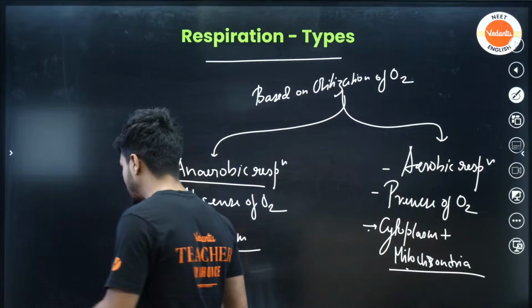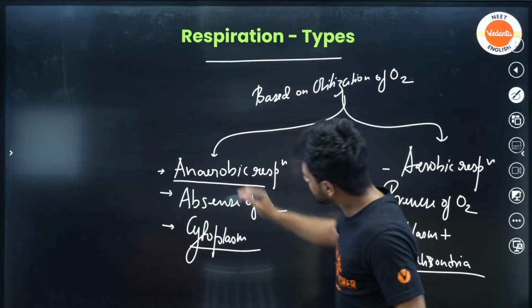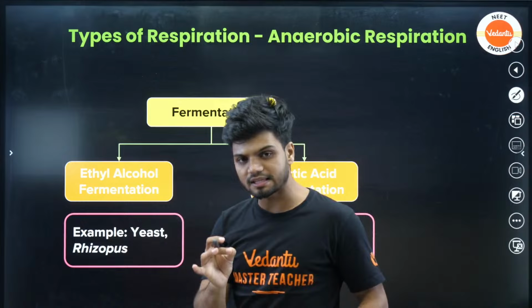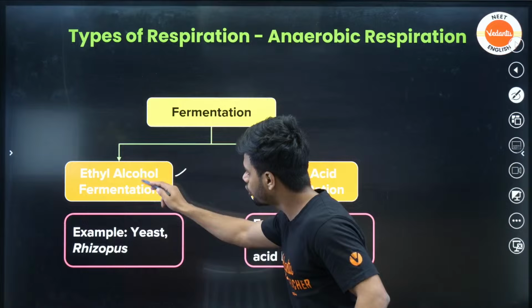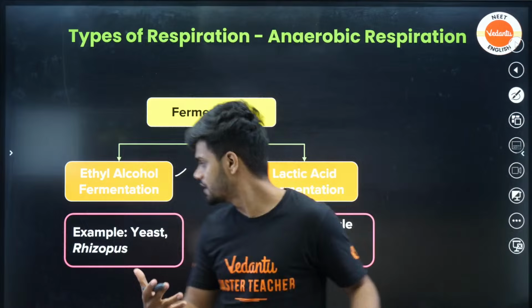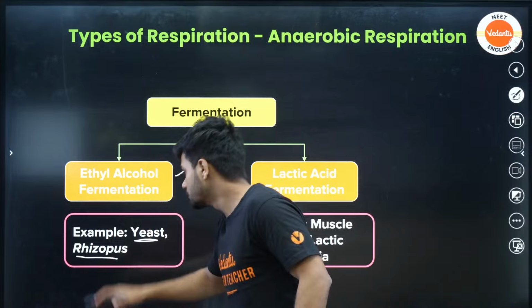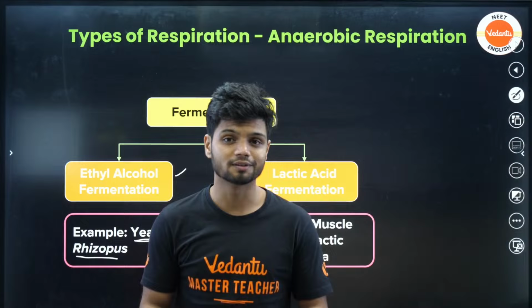Now I will do a further division of anaerobic respiration. In your NCERT, if you open it right now, under anaerobic respiration we have two types of fermentation. What are the two types of fermentation? One is called alcoholic fermentation, which happens in yeast cells as well as certain fungi. That is the formation of alcohol. We make beer, whiskey, rum and everything because of alcoholic fermentation.